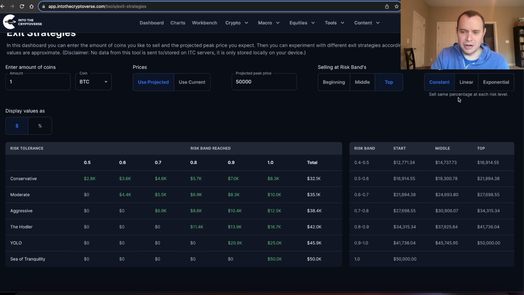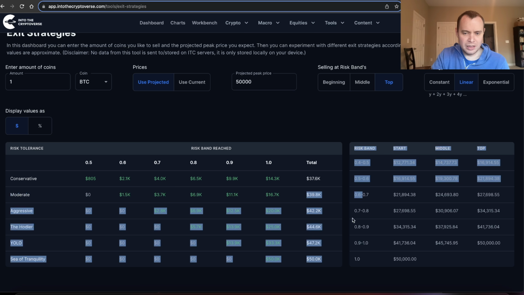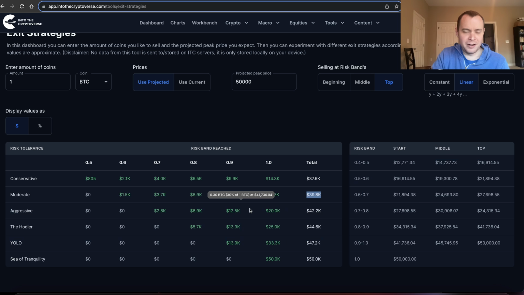What's interesting to me though is I follow the linear strategy, and what's really interesting is look at this. The moderate strategy, if you follow that, it ends up being about 40K. The funny thing is the person who's a genius, who knows exactly where the top is and sells identically everything at the top, they only made 20% more, theoretically, right?